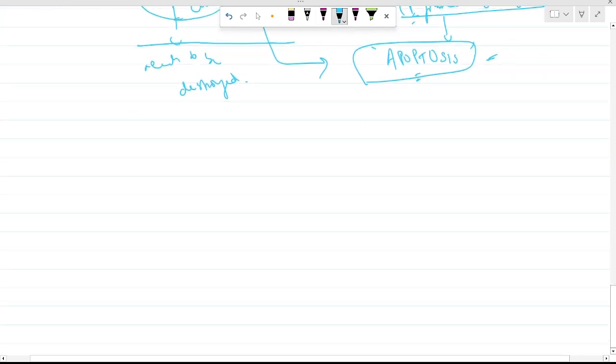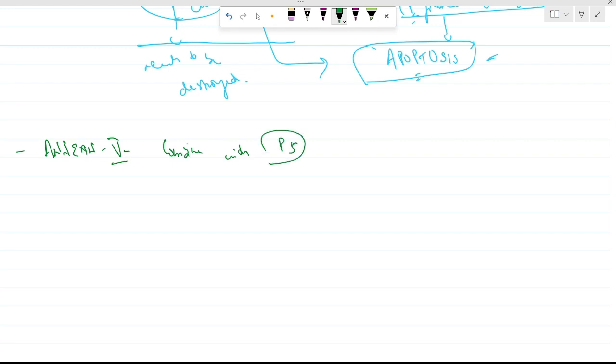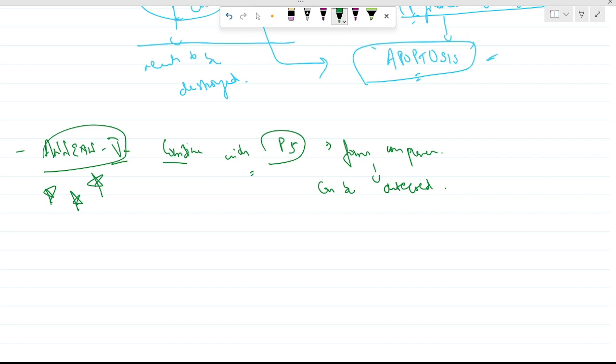Now an important compound we need to see here is annexin 5. Annexin 5 combines with phosphatidylserine. PS stands for phosphatidylserine. Annexin 5 combined with phosphatidylserine forms complexes, and these can be detected. This is a very important piece of information: annexin 5 combines with phosphatidylserine to form complexes which can be detected.